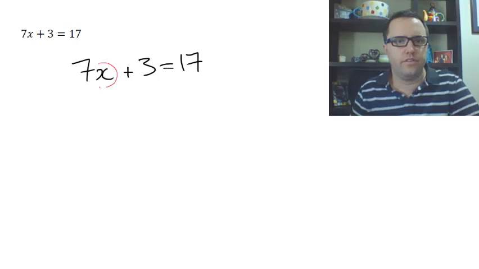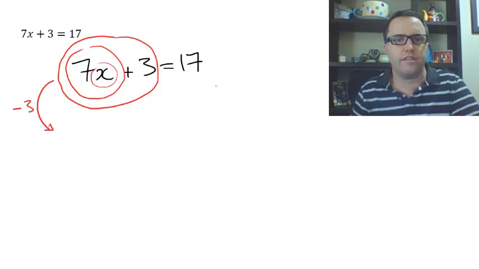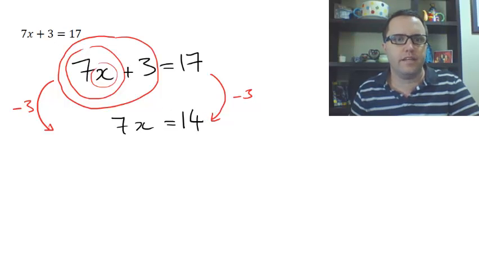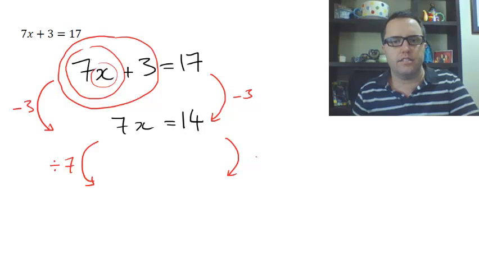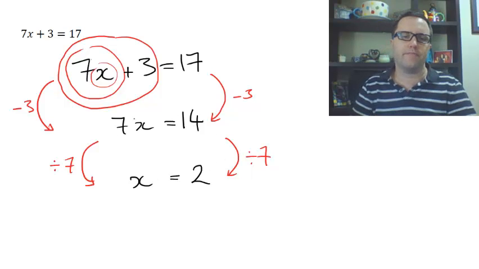Onion it off. There's our x. The next layer is a 7. Plus 3 is our layer here. Okay, so that means our first step is going to be the opposite of plus 3, which is to subtract 3 from both sides. And we're left with 7x is equal to 17 minus 3, which is 14. The next layer was this 7, and it's multiplying the x, so that means we're going to be dividing by 7 to both sides. Okay, 7x divided by 7 is x. 14 divided by 7 is 2. Okay, there you have it.